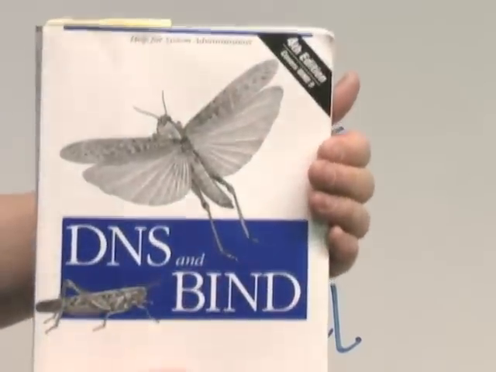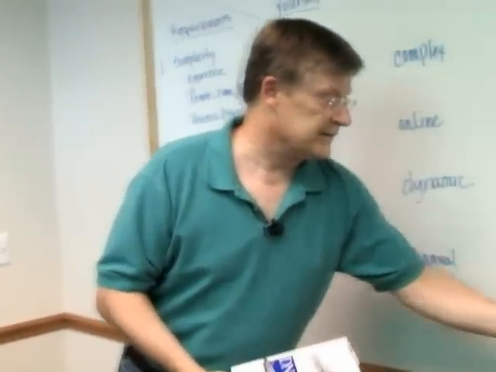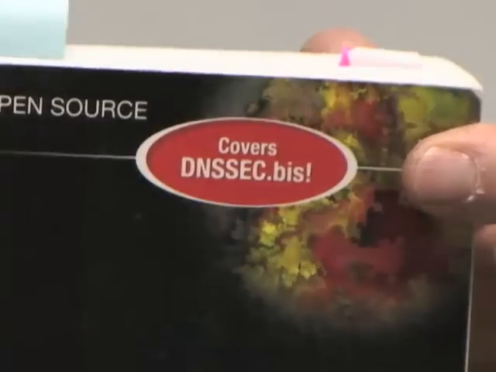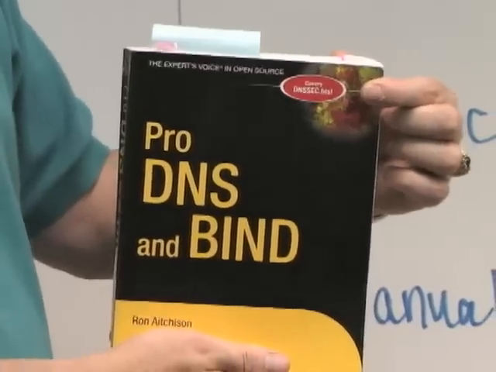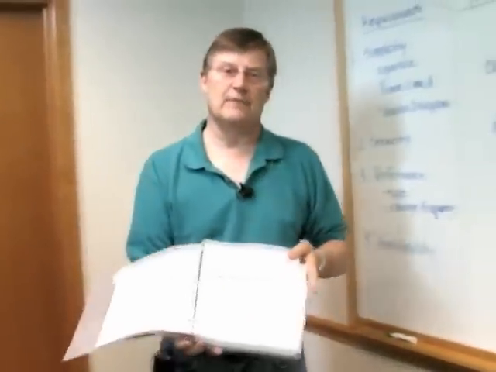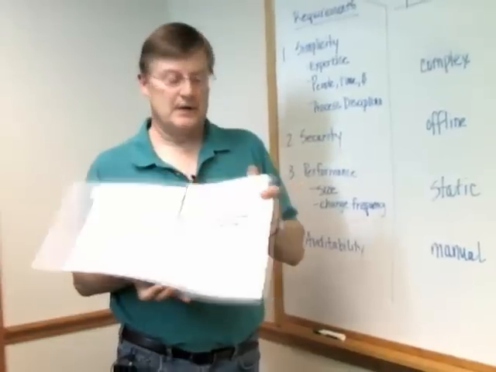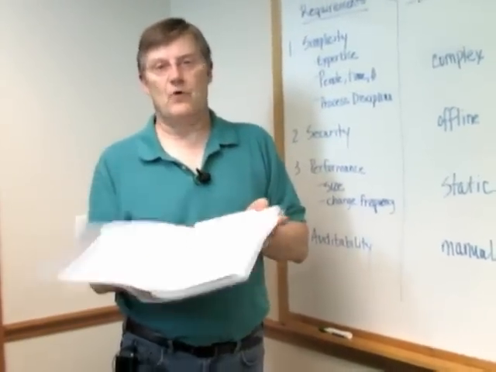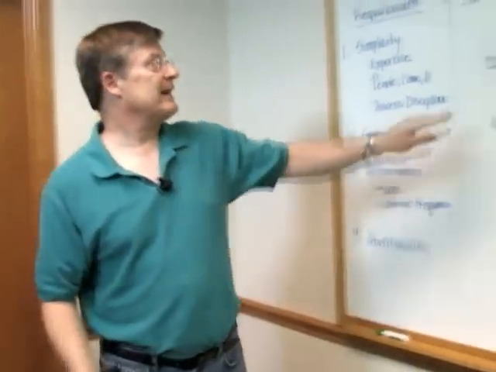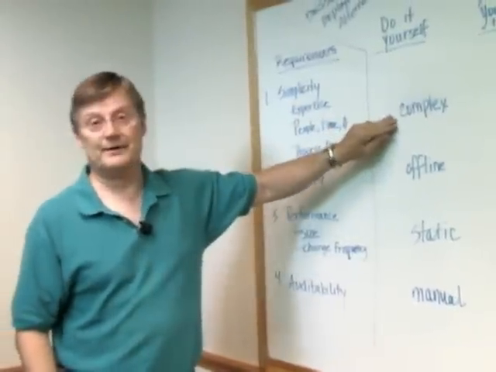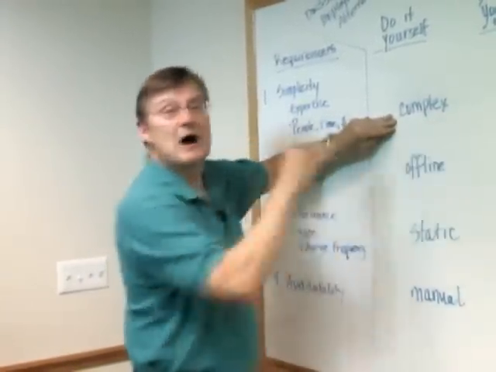There's things like Cricket Liu's book on DNS and BIND. There's books like the Pro DNS and BIND book from Ron Aitchison. It's got a whole chapter dedicated to learning about DNSSEC. And you've got lots of resources on the web as well. For example, this is the NIST document on how to deploy secure DNS. A lot of reading to do, it's a learning curve, so as far as the do-it-yourself model, I'd have to give simplicity not a very good grade. It's a complex thing. However, it's doable.